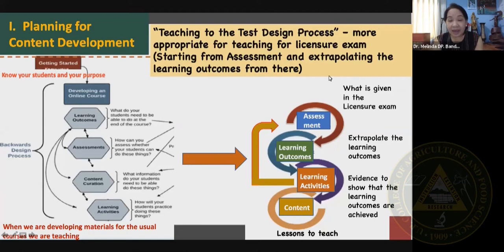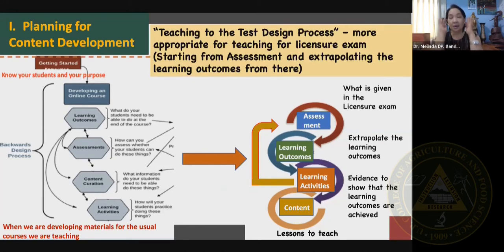Our working diagram will be this one, wherein thinking of the assessment will be the first thing, and then extrapolating the learning outcomes will be our second step. And then the learning activities and content, you can already interchange these, but what is important is that all these components will have to be in perfect alignment, so that we can achieve our goal of increasing the chances of our reviewees to pass the licensure exam.